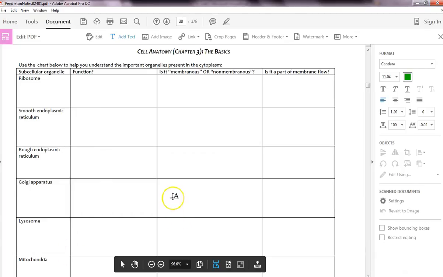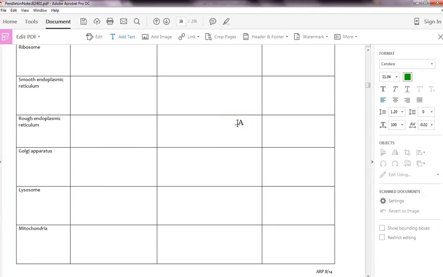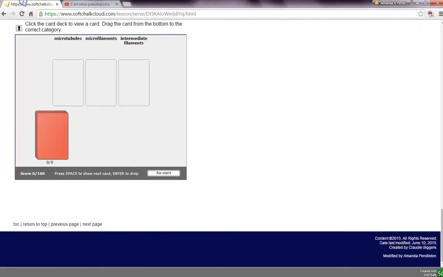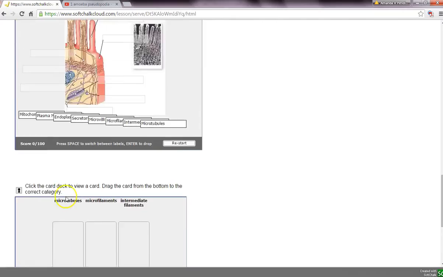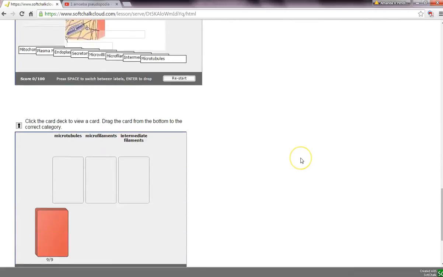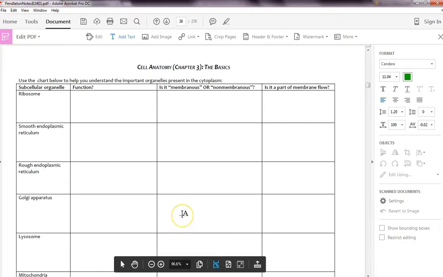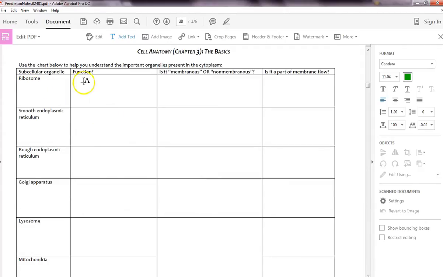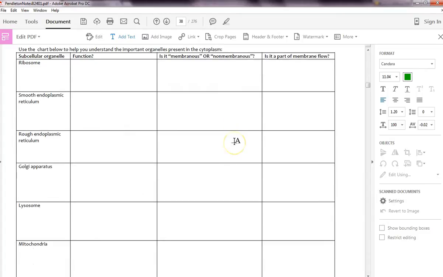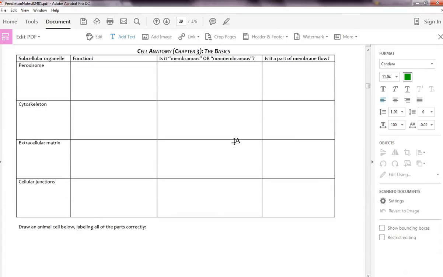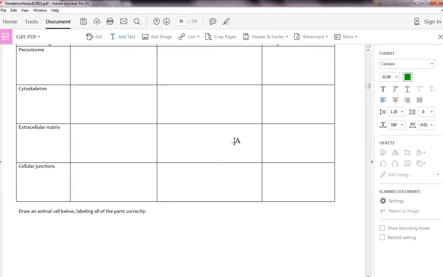And last, what I'd like you to do is, both in your notes and also in your homework activities, there are a number of activities that help you practice your knowledge about these subcellular organelles. Here is a chart, and you could fill out the function. Is it bounded by membrane, thus membranous, or non-membranous? And is it a part of the membrane flow process? These are here to once again help you practice your knowledge.